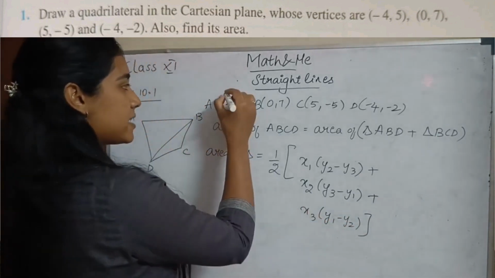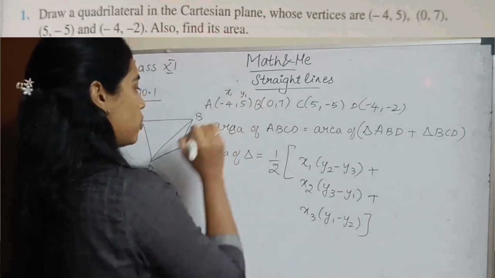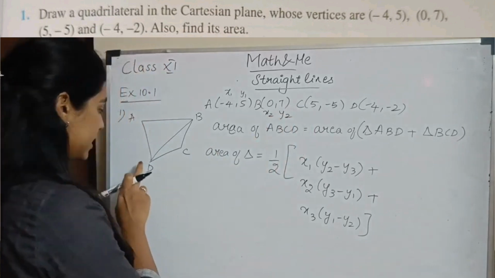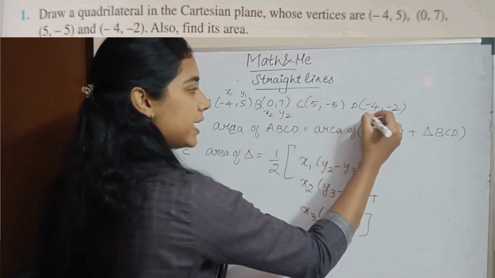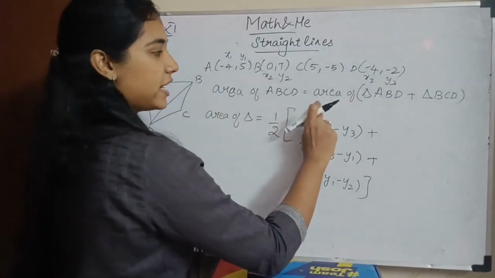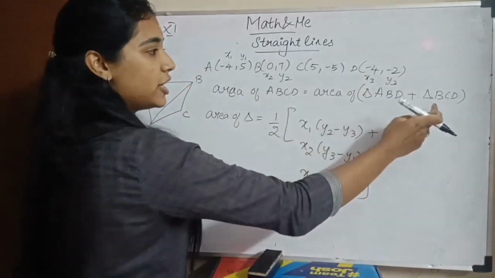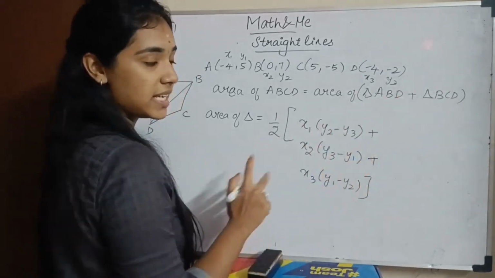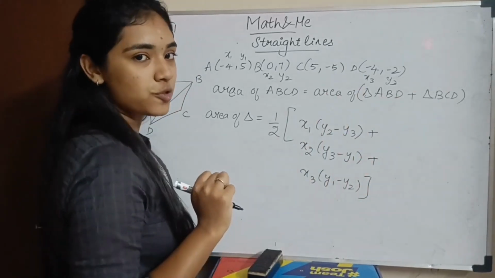So in the first case, A will be your x1, y1, B will be your x2, y2, D will be your x3, y3. So solve for area of triangle ABD. Then you take the points B, C and D and solve for the area of triangle BCD. Then you add both. So this is how you approach this question.